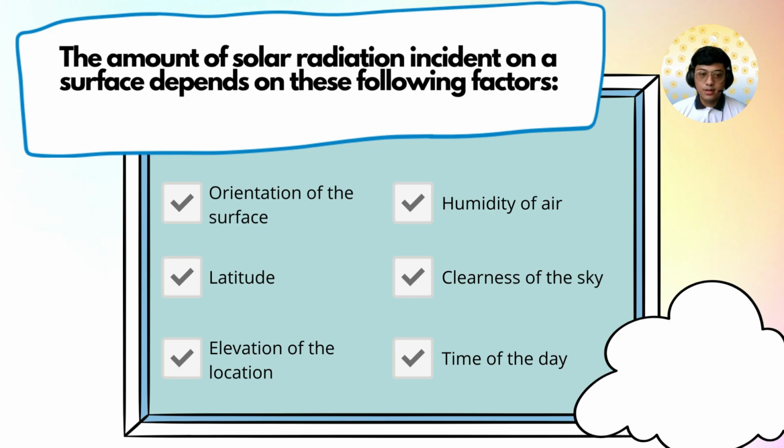Next, I will be discussing solar data. The amount of solar radiation incident on a surface depends on the following factors. First is the orientation of the surface, the latitude, also known as geographic location, elevation of the location or altitude, humidity of air, clearness of the sky, or we can also say local weather, and the time of the day.